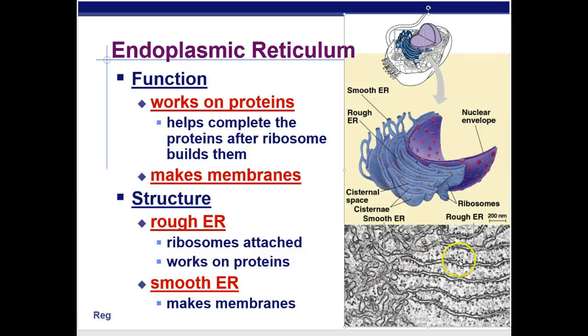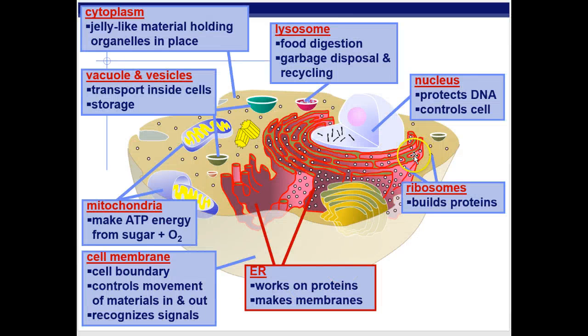If ribosomes are on the ER, it's called rough ER. If they're not, then it's called smooth ER. And here's the ER, either working on proteins or making membranes.